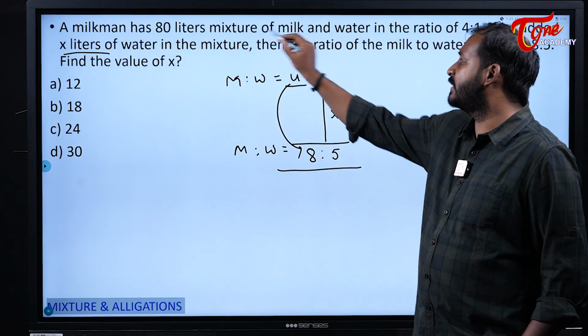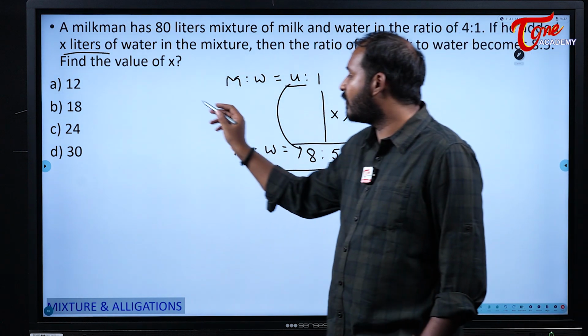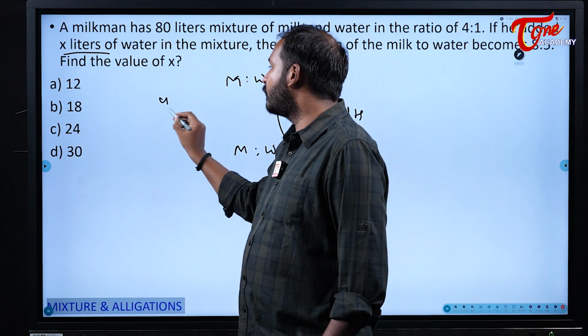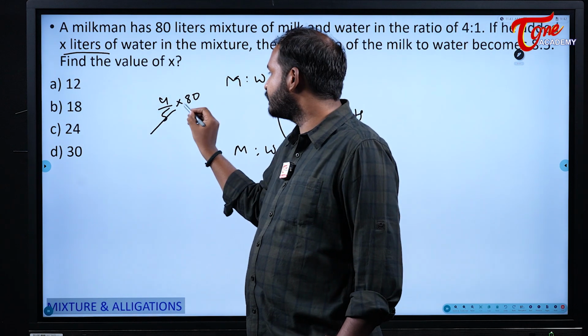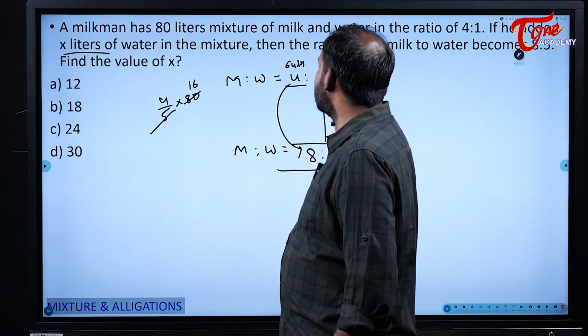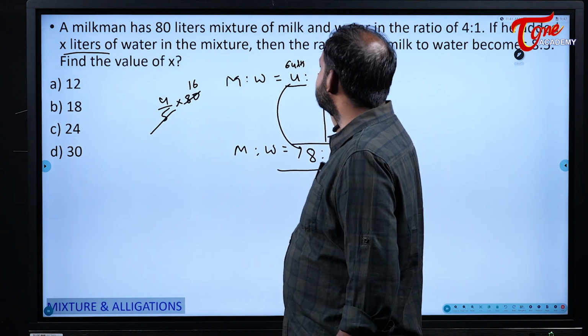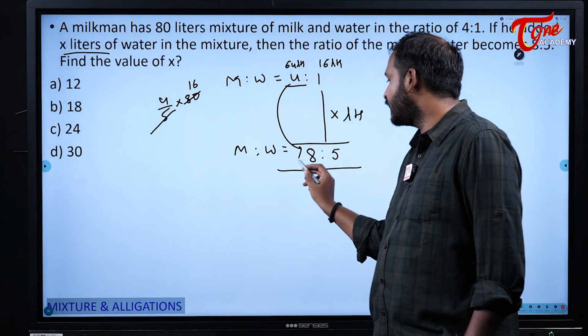So, first of all, please find out the milk portion in 80 liters. That is 4/5 into 80, which is 64. So, in this I will have 64 liters of milk and the remaining 16 liters of water. Now, the same 64 liters will come here.